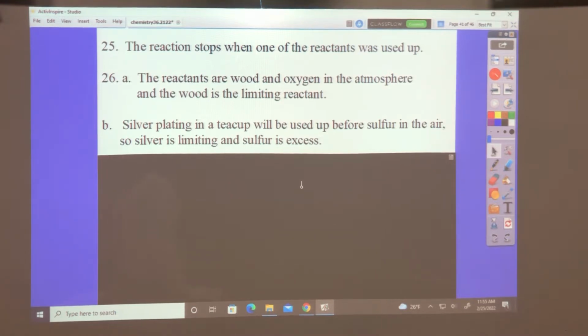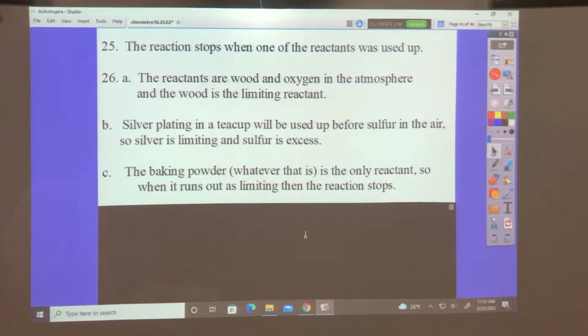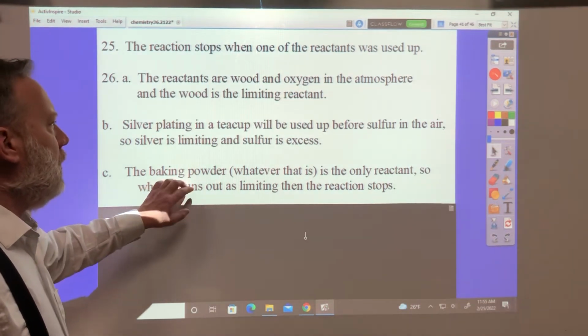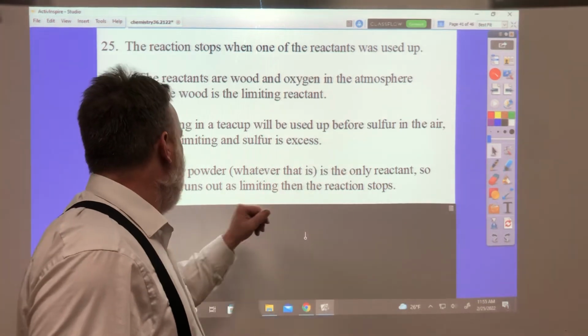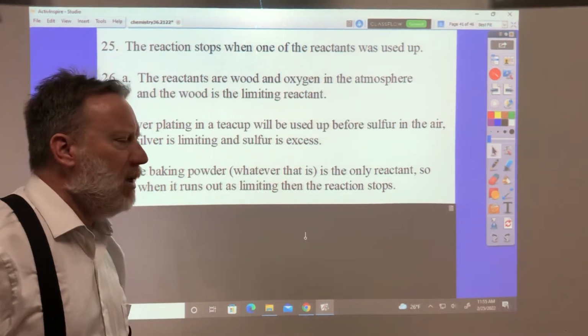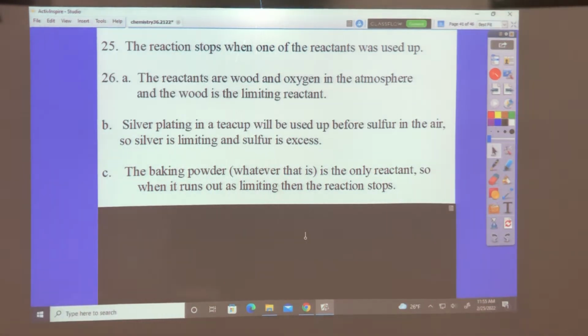Baking powder in a batter decomposes to produce carbon dioxide. Okay, baking powder can actually be different things. This is the only reactant, so when it runs out as the limiting reactant, then the reaction stops.